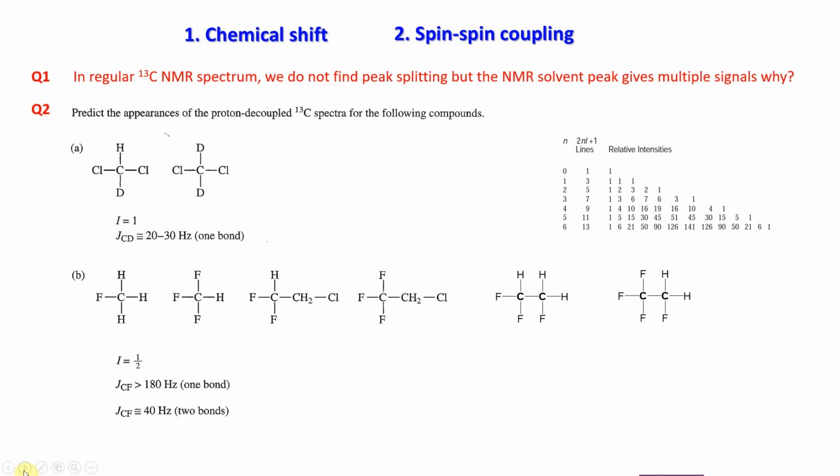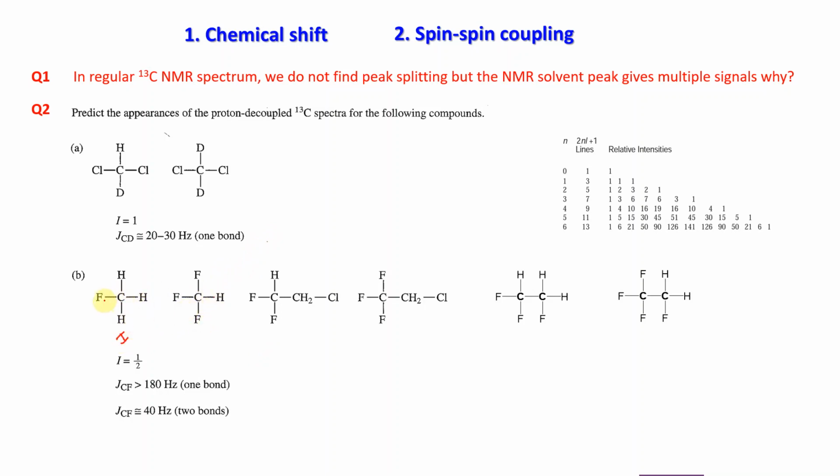Anybody has the answer for this compound? Your proton decoupled 13C spectra for the following compounds, how will it look? How many peaks are you going to get? Say suppose compound 1, how many peaks are you going to obtain? We'll quickly try to finish this one and then we'll move to the remaining part. So compound 1, how many will you get?